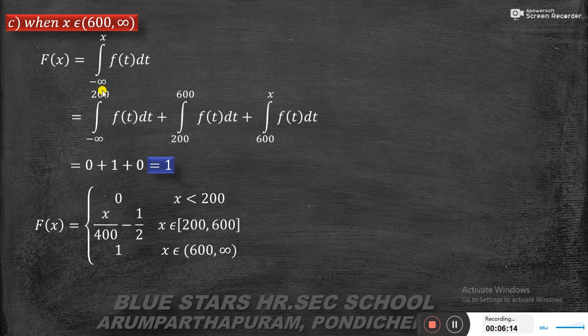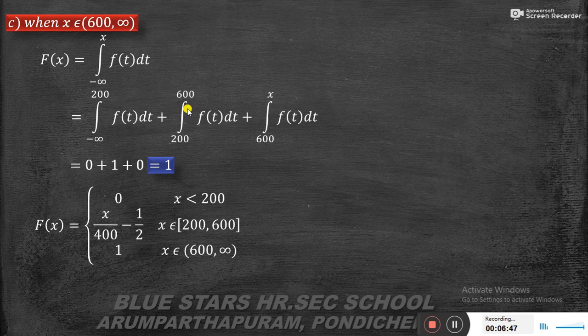So F of x equal to, the formula is integral minus infinity to x f of t dt. So I substitute minus infinity to 200, 200 to 600, 600 to x. So minus infinity to 200 is 0, the function is 0. Next 200 to 600, and then 600 to x, the f of t is 0, the function is 0.